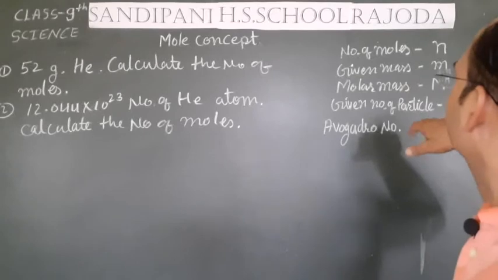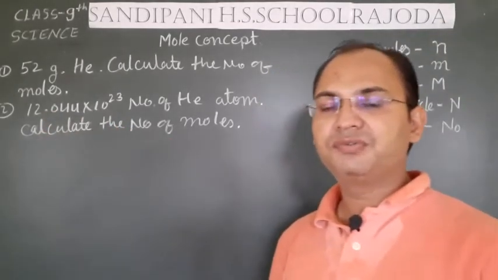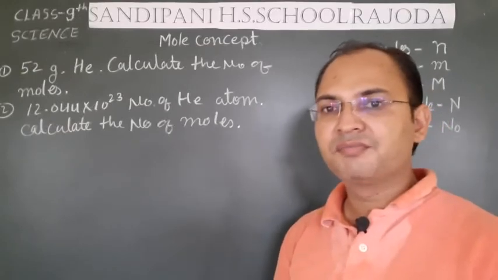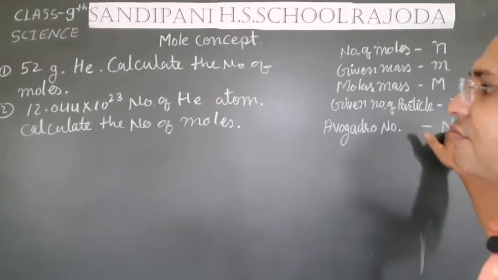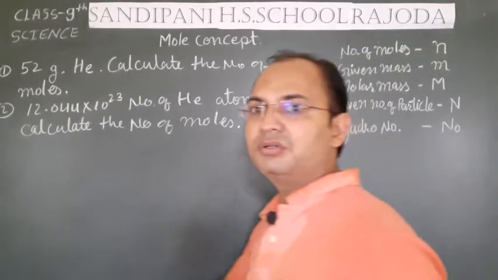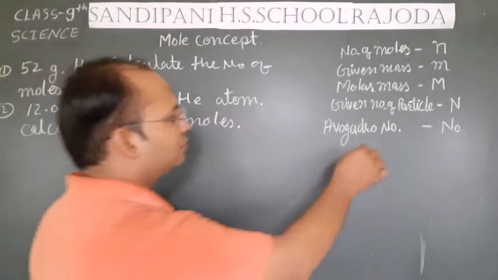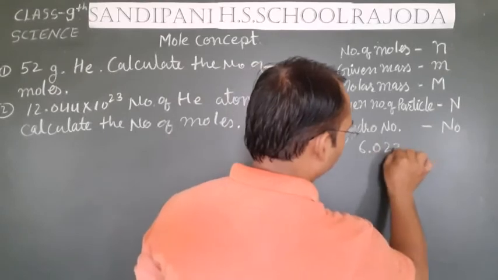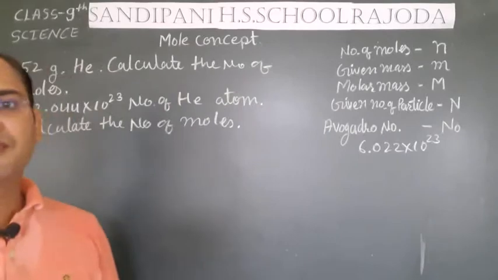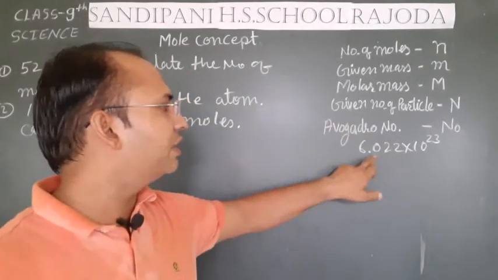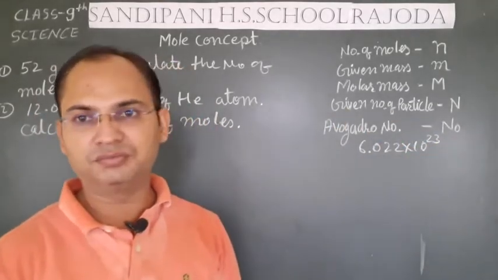Second thing, given number of particles, here in the second question 12.044 into 10 to the power 23. This given number is represented by capital N. And the Avogadro number, or the number of particles in a mole, that is 6.022 into 10 to the power 23, this number is also called Avogadro number. It is represented by N0.